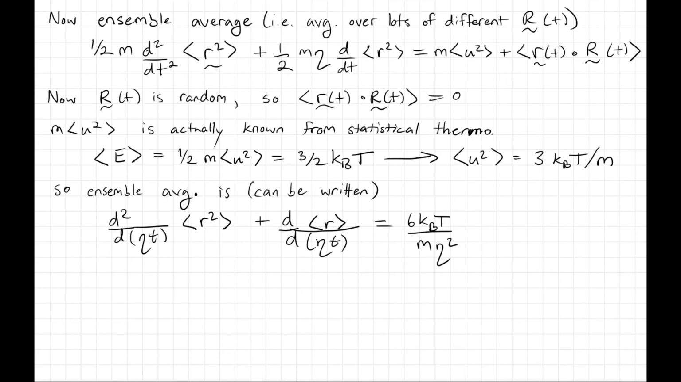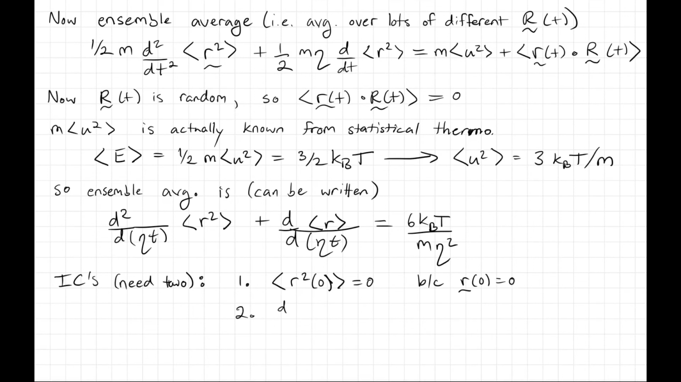That is a second order ordinary differential equation. In order to solve it, I need 2 boundary conditions. So let's take a look at what those are. The first one we can get just by defining the starting position of the particle to always be at 0. In that case, r squared at time equals 0 is always 0 because the position is always 0.